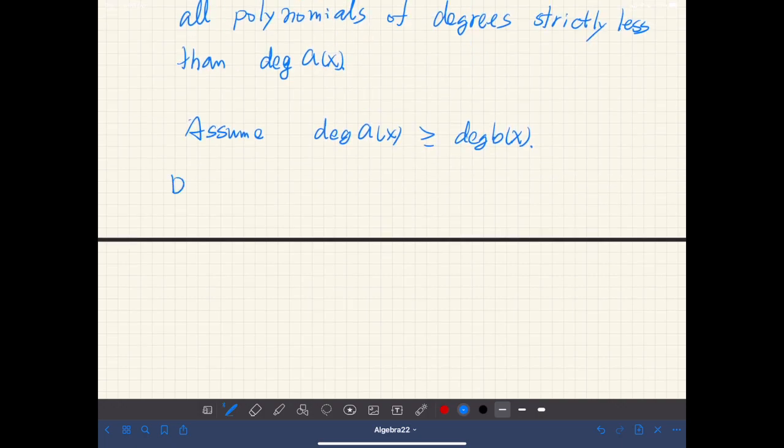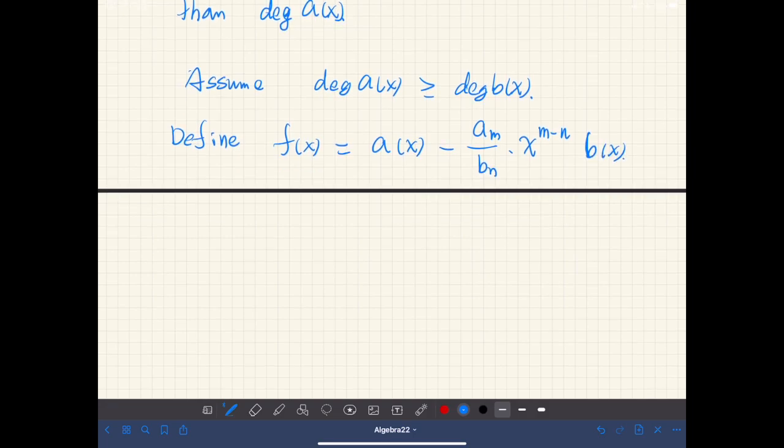Okay, now we define a new polynomial f of x by a of x minus a_m over b_n times x to the power of m minus n times b of x. And we assume the convention that x to the power of 0 is 1. Okay?